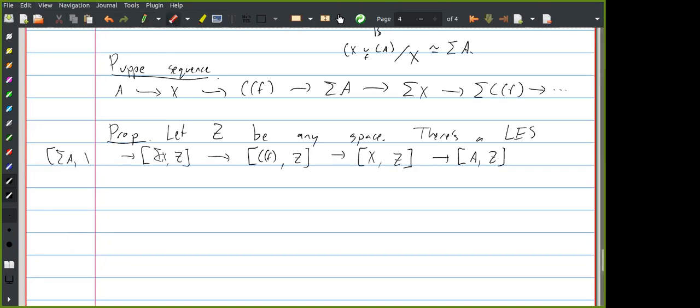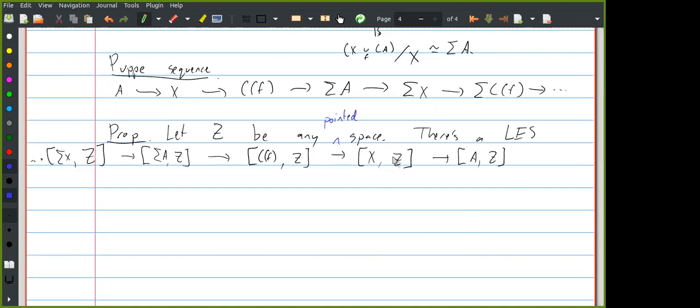I messed up. Let me say what this means. So I should really keep writing this, but we're always talking about pointed spaces here, and this is the one place where it actually matters.